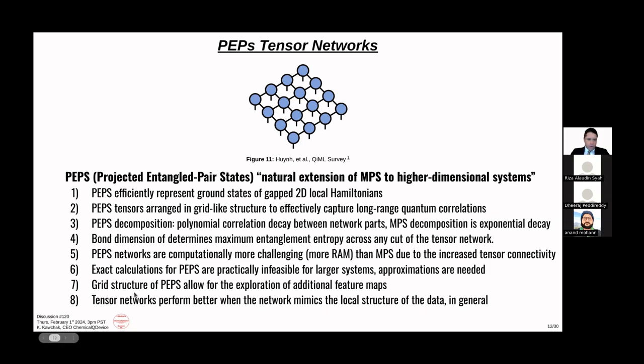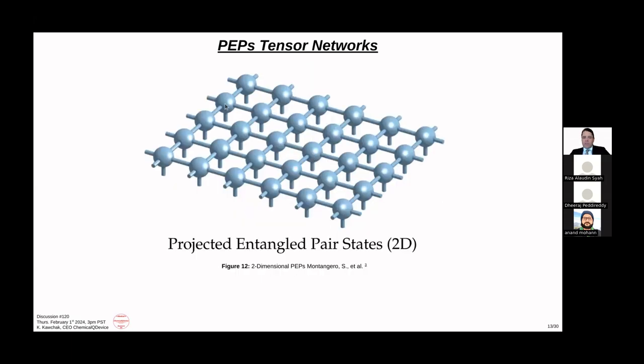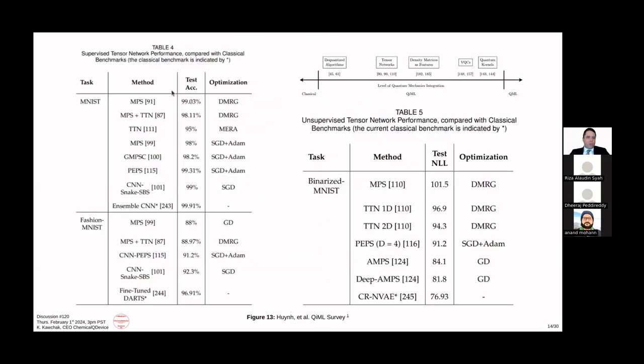So the other thing, grid structure, and yeah, exact calculations for PEPS are practically infeasible for larger systems. So you get into things that easily become the main issues that you have with dimensions and these types of things. So this is what PEPS looks like. It's very similar to MPS. So those are those three.